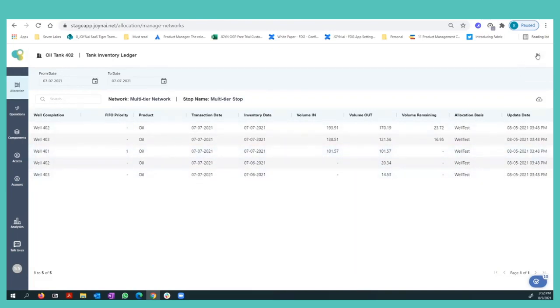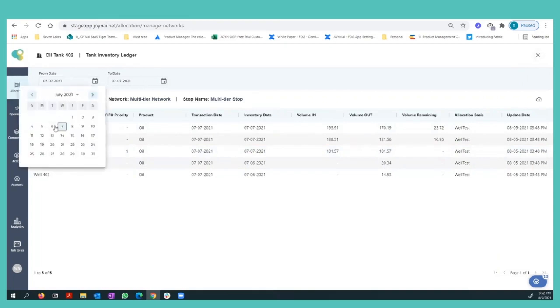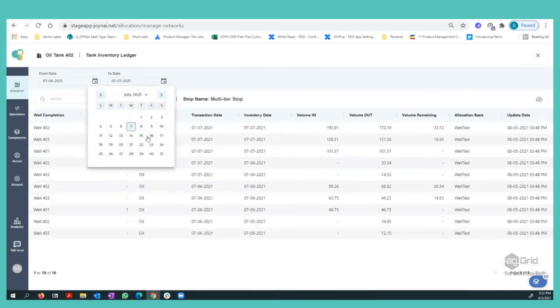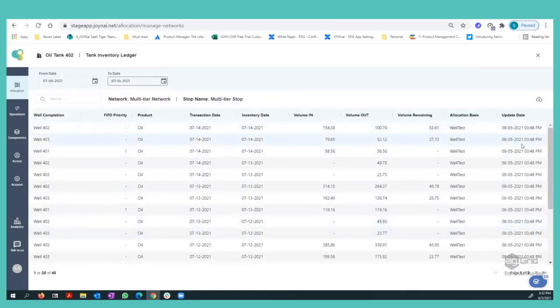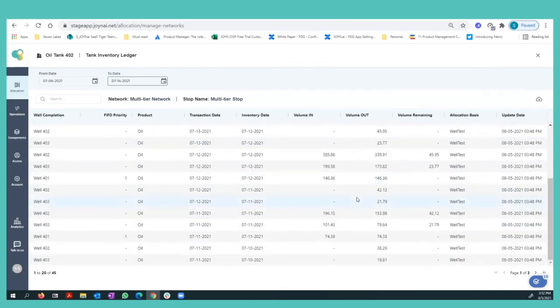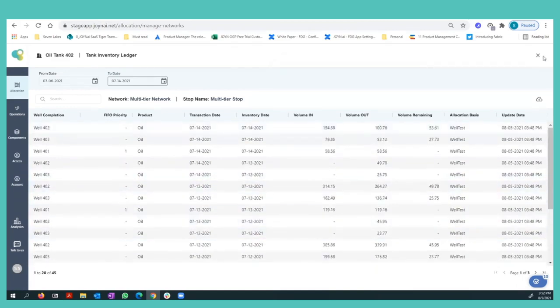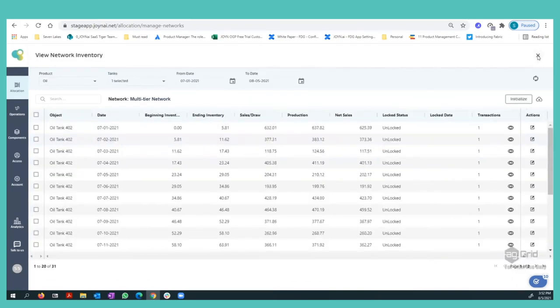Okay, so if I go here, select 6th, and then select 14th, you start noticing that on transaction day 14, at the beginning of the day, you don't really have any inventory belonging to 401, because on the 13th of July, all the volume, even produced on that day, belonging to the well 401 got sold out. That keeps happening. So this is how the FIFO logic works.